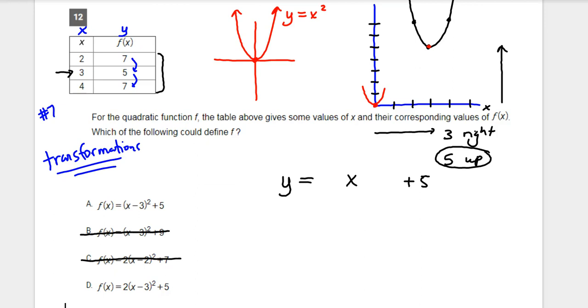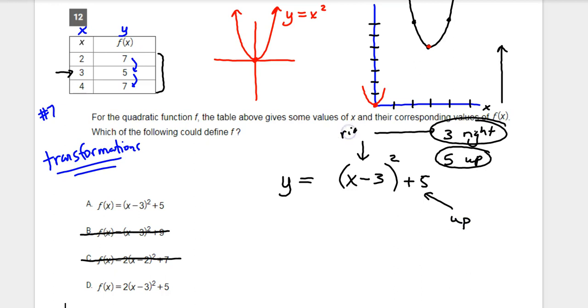Now, the other piece to know is that right and left is controlled by parentheses, and 3 to the right is actually the opposite of what you think. It's minus 3, all right? And the square comes out here. So basically, what's in parentheses just did 3 to the right. This did the up part.